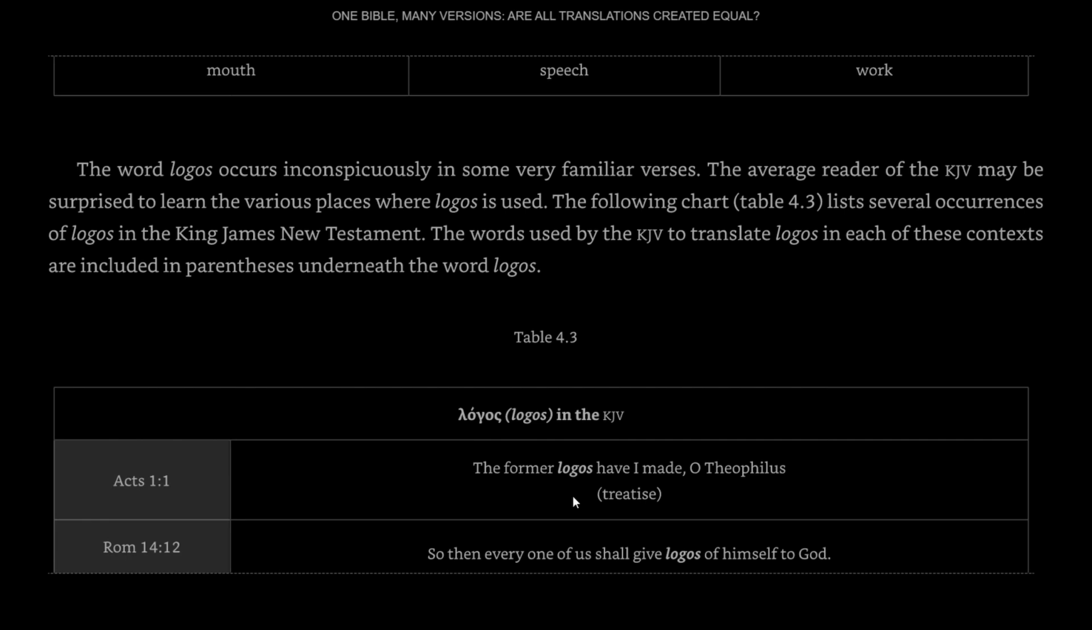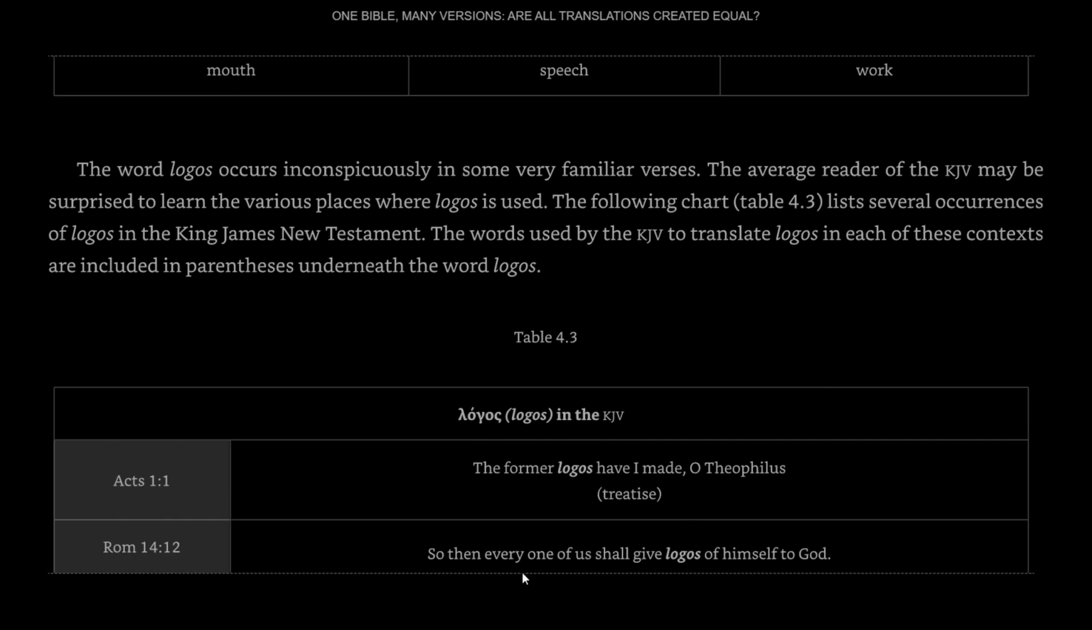There are also translations that say we want to be extremely consistent in how we translate one word from one language to another. Now, I think to some degree you can strive for consistency. But this shows here, if you were to put the word "word" there instead of "treatise," it would not make sense. Whereas if you say "the former treatise have I made, O Theophilus," that makes a lot more sense. Or "the former account," something like that.